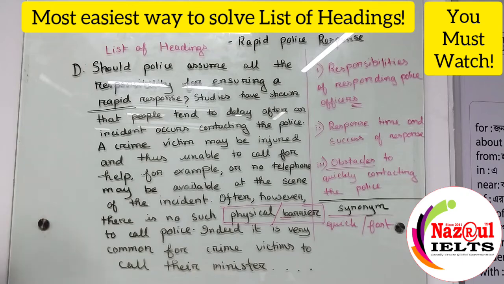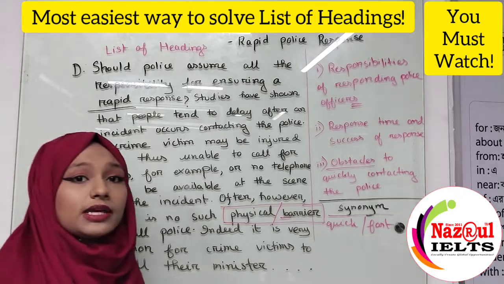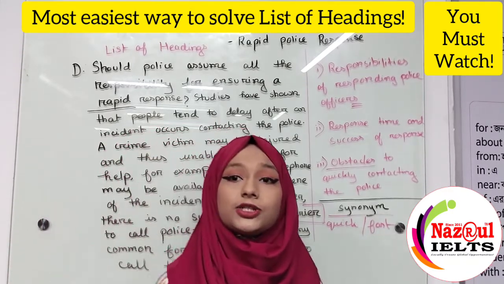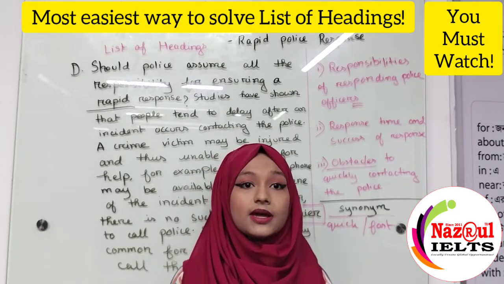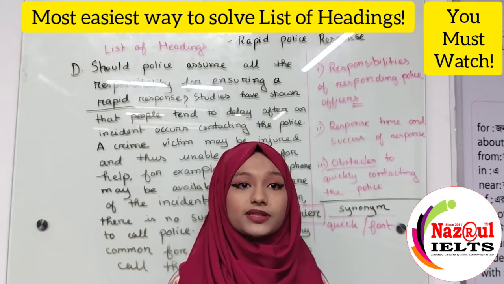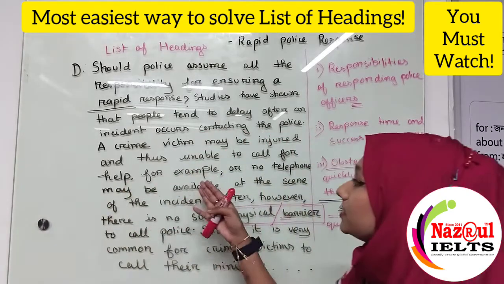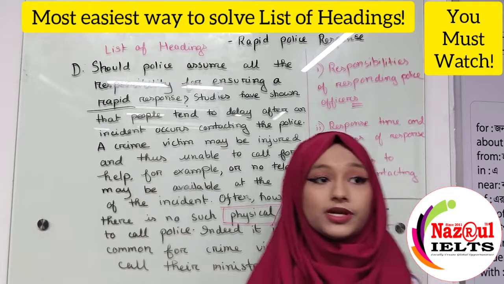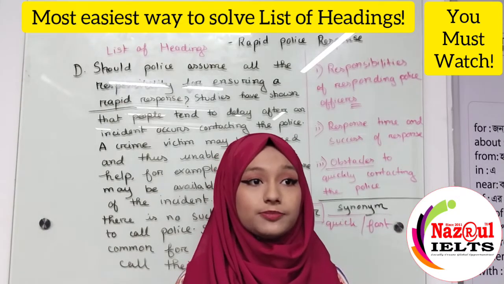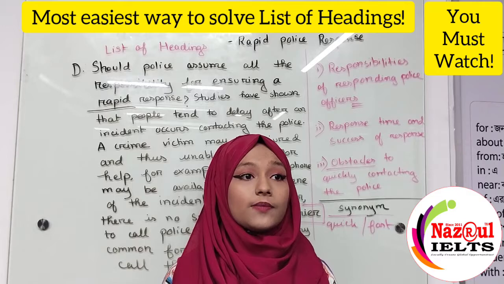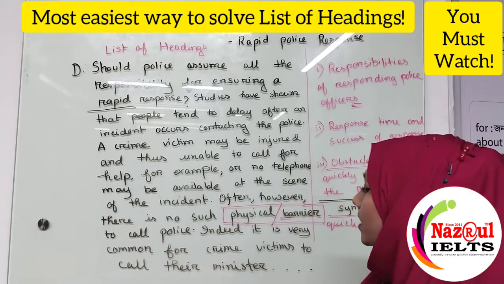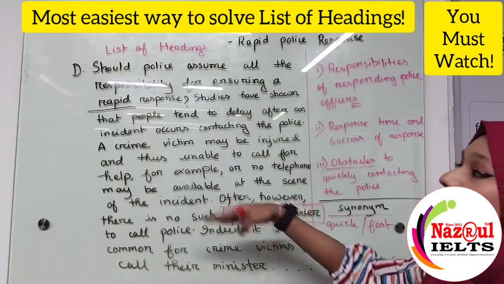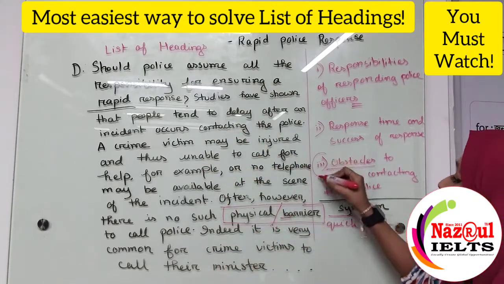So we already know that in this paragraph they're basically talking about why people tend to delay calling the police officers. Why are they losing their time? It's because they're getting caught up with something. And there are some examples. One is they might not have a telecommunication system near them, or they might be hurt, or they could be calling someone else instead of calling the police, right? So since it's talking about the barriers and obstacles, our answer is number 3.